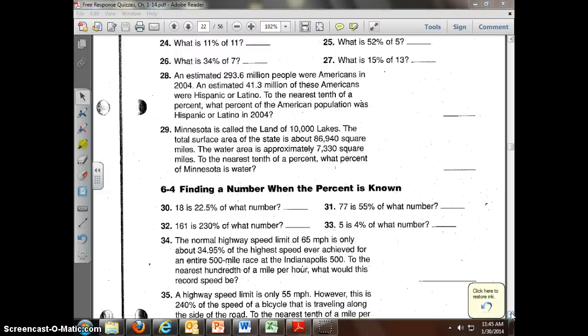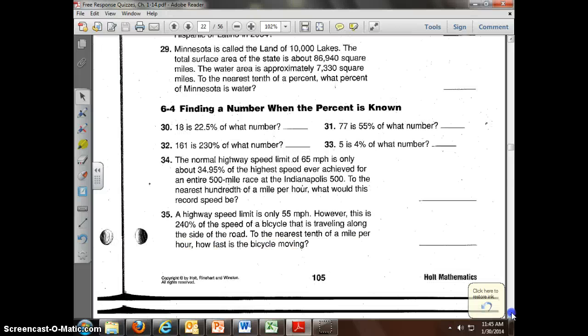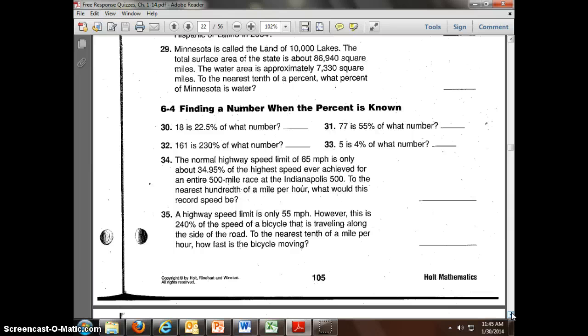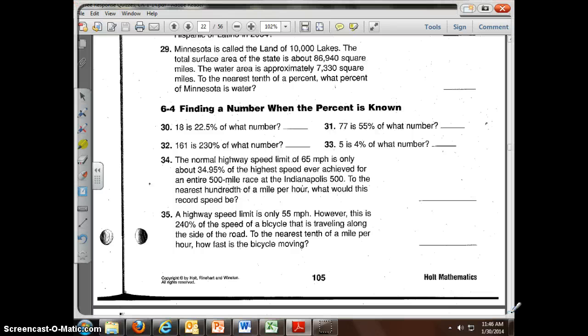Moving down, number 30, 31, 32, and 33. We are going to do 30, 31, 32, and 33. I am looking for, on 30, 31, 32, and 33, the equation, and you should be able to solve for a variable by showing your work if you write the equation correctly. 18 is 22.5% of what number? That is your equation. Write it.